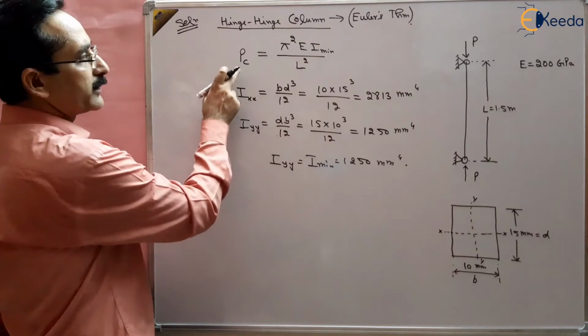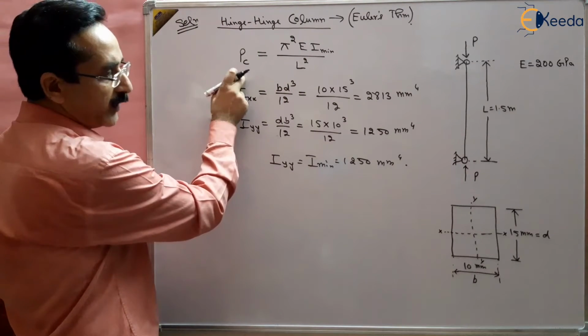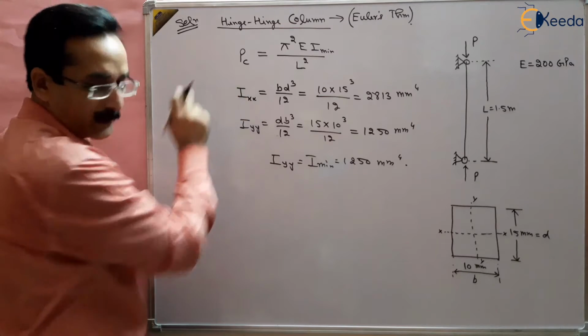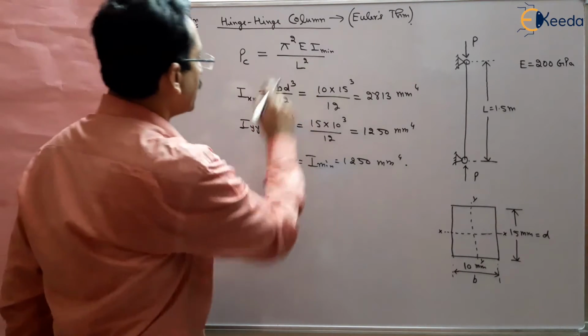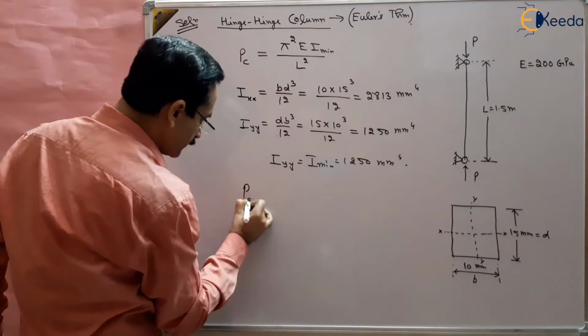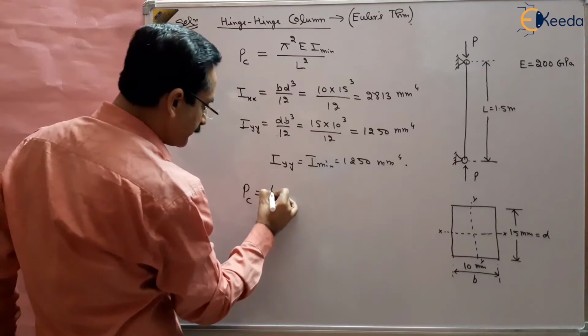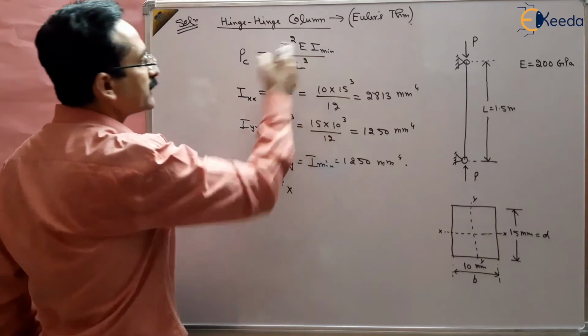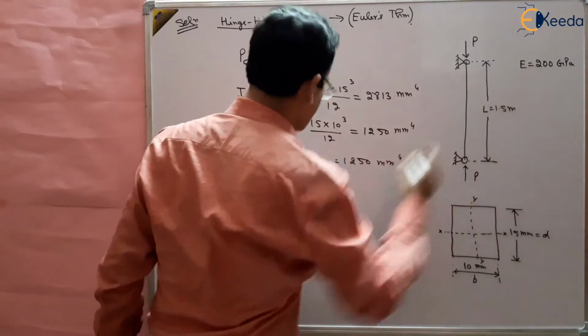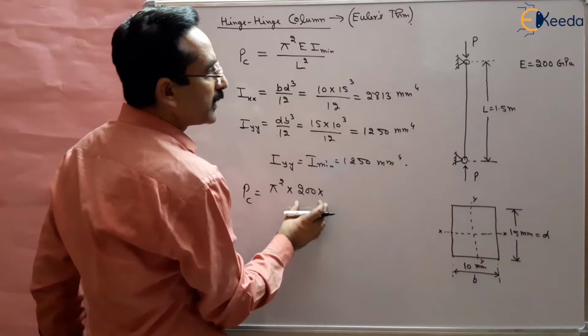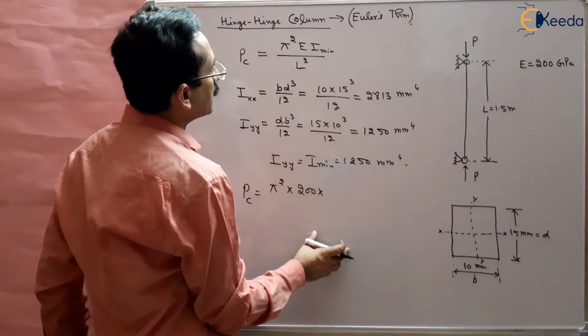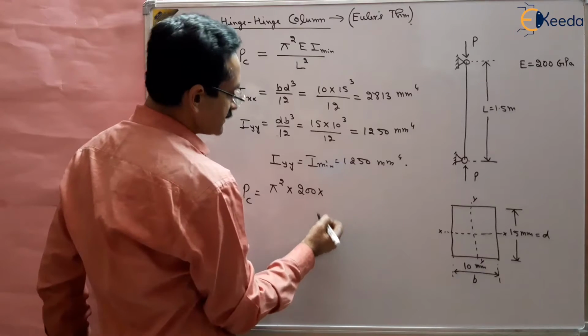And we have to find out the critical load. What critical load can be applied? The critical load, right? So critical load will be equal to pi square into E. E of the steel is given, that is 200. If I use gigapascal, then I have to convert it into megapascal, so that the answer may come in Newton. So Newton per millimeter square.